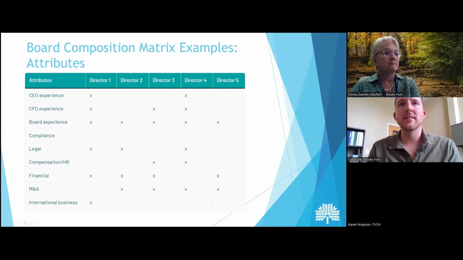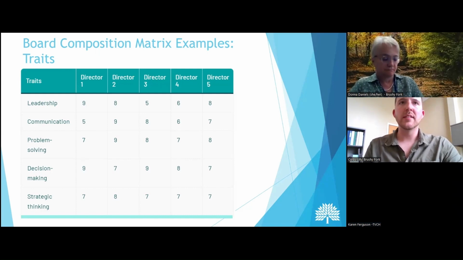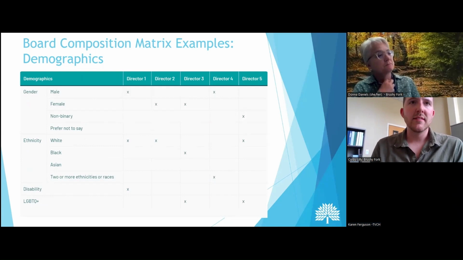Next, you can look at traits. Another list here: leadership, communication, problem solving, decision-making, and strategic thinking. And then a last matrix here on demographics. You can look at these different criteria, so we have gender, ethnicity, disability, LGBTQ plus status or not.